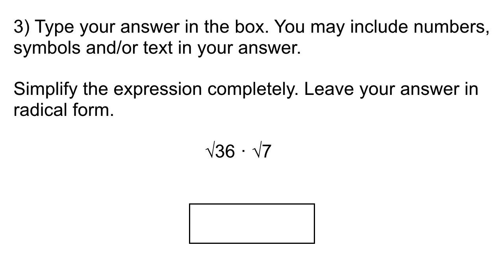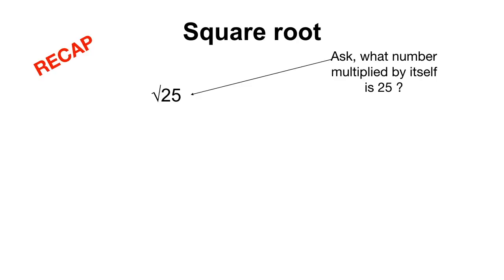So let's go ahead and remind ourselves a little bit about square roots. When you get a square root, what you have to ask yourself is what number multiplied by itself is going to give me this number, right? So in this case, what number multiplied by itself would give you 25? It would be 5, right? Because 5 times 5 is 25. So the square root of 25 would be 5. Okay, what about 4? What number multiplied by itself is 4? 2, right? Because 2 times 2 is 4, so the square root of 4 is 2.